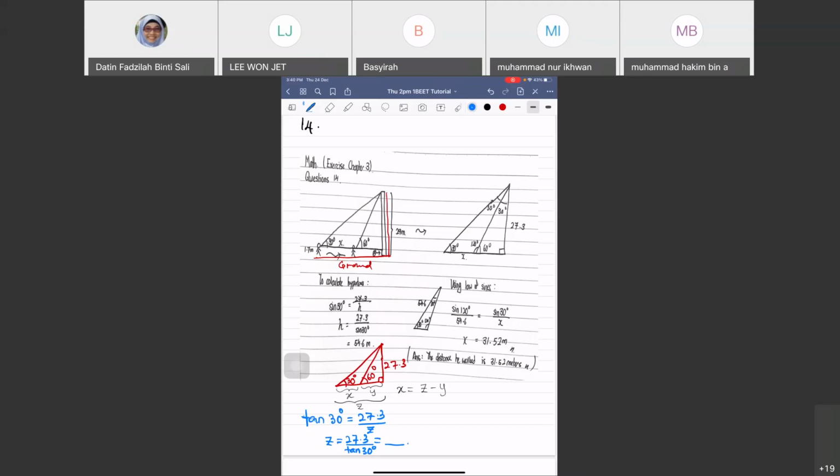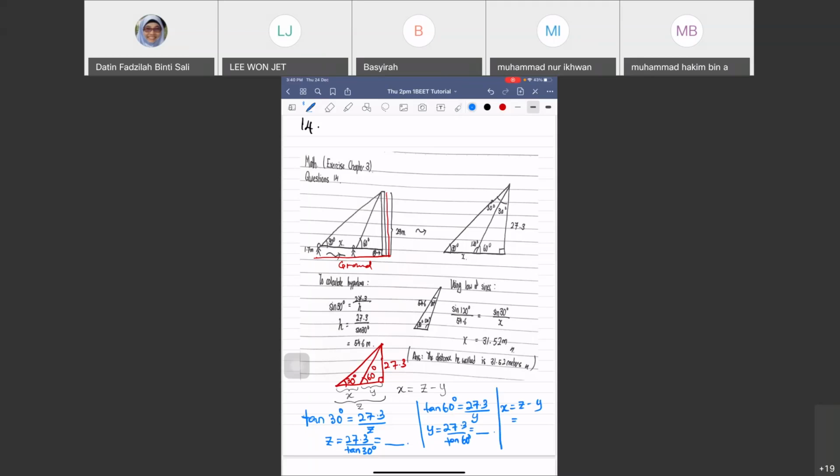Then look at now this triangle only, the triangle with the 60 degrees angle, to find the y. So also tangent, but this time tangent 60. Tangent 60 degrees equals 27.3 over y. So then y equals 27.3 over tangent 60. Then finally, x equals z minus y. So then you just subtract.